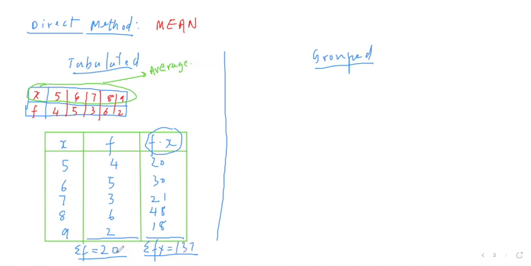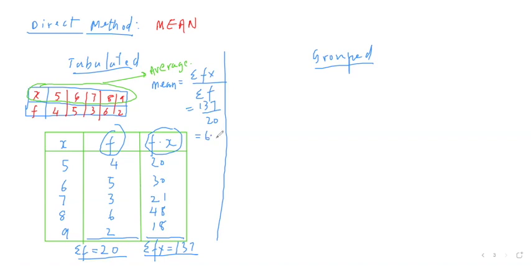So very simple. The mean is just sigma fx divided by sigma f. I'm going to write it on top here. Mean is equal to sigma fx divided by sigma f. Let me know if I'm going too fast, or if you haven't understood. Any student can just stop me and ask me, all right? I'm very particular that everybody understands this. Mean is sigma fx by sigma f. So that's 137 divided by 20.